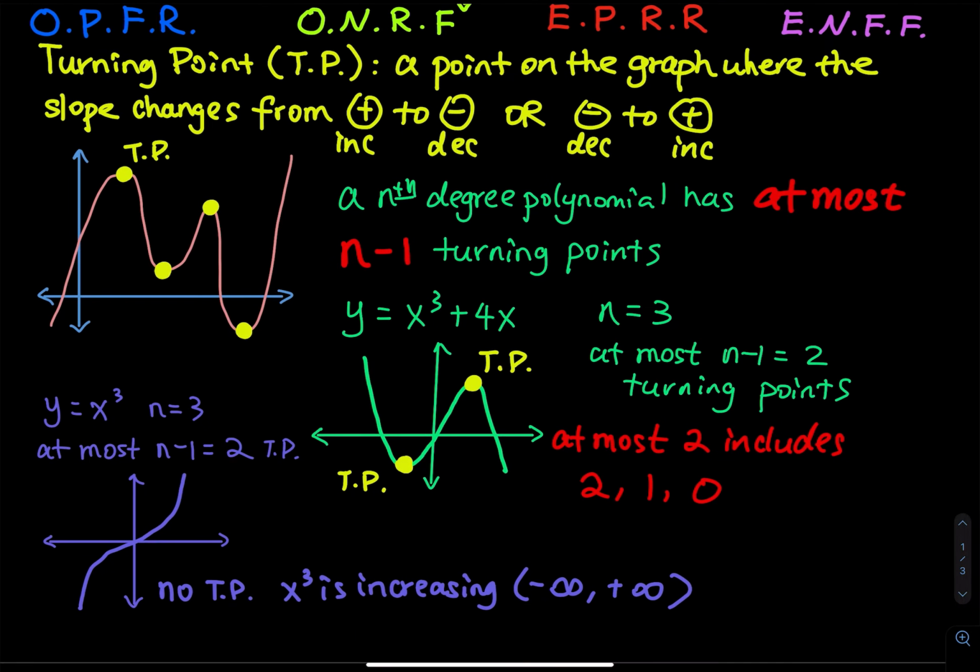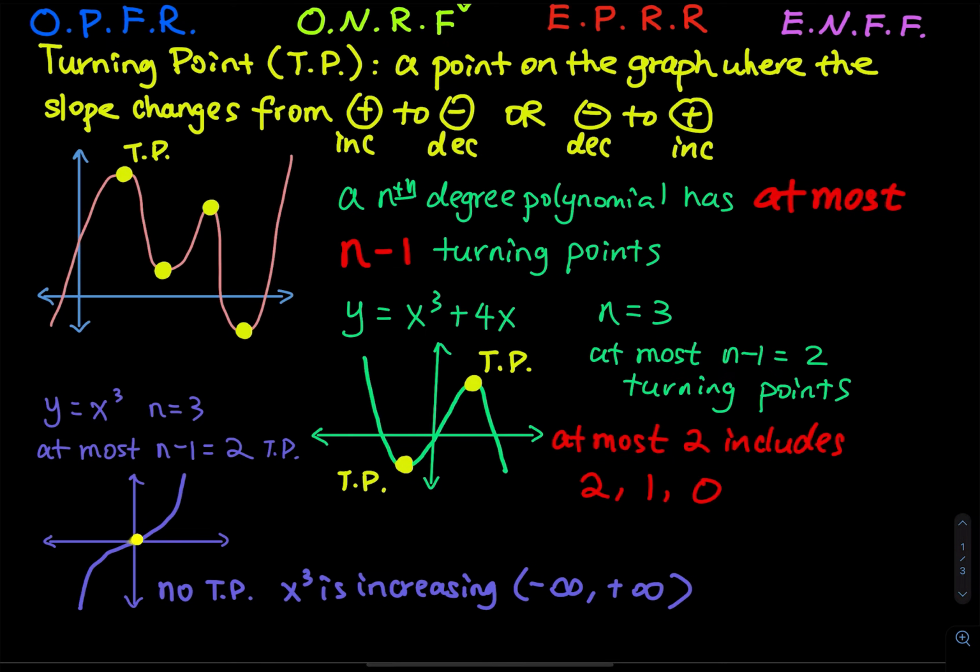Another good example is you have x to the third power. So the largest degree is 3. This is a third degree. This is a third degree as well. The green third degree has 2 turning points. The purple third degree has no turning points. But according to the logic, this third degree polynomial x to the third has at most n minus 1, which is equal to 2 turning points.